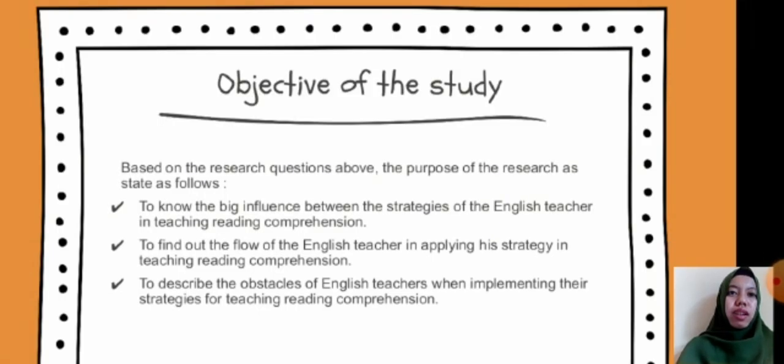And then there is objective of the study. Based on the research questions above, the purposes of the research are to know the big influence between the strategies of the English teacher in teaching reading comprehension, and then to find out the flow of the English teacher in applying his strategies in teaching reading comprehension, and then to describe the obstacles of the English teachers when implementing their strategies for teaching reading comprehension.